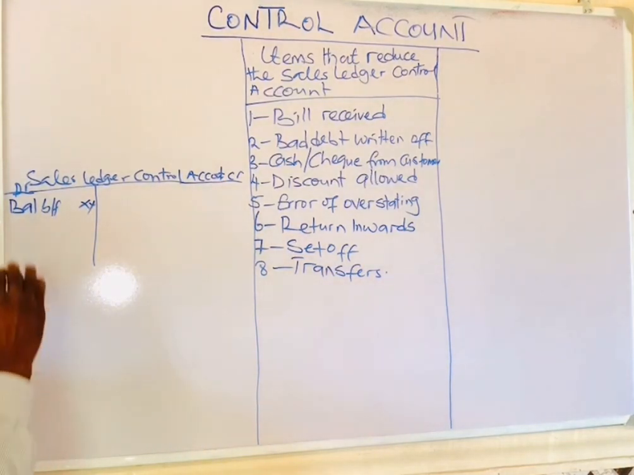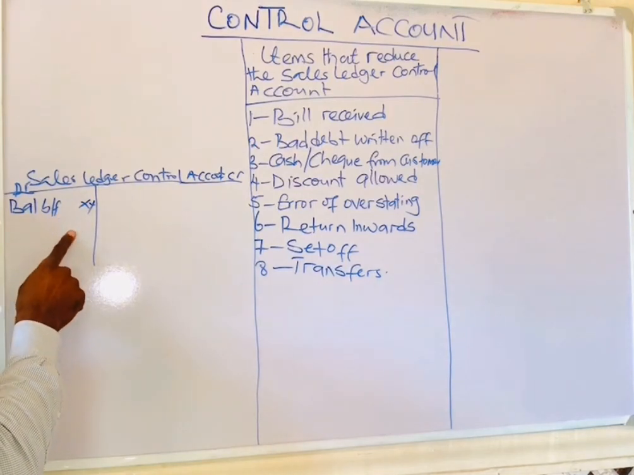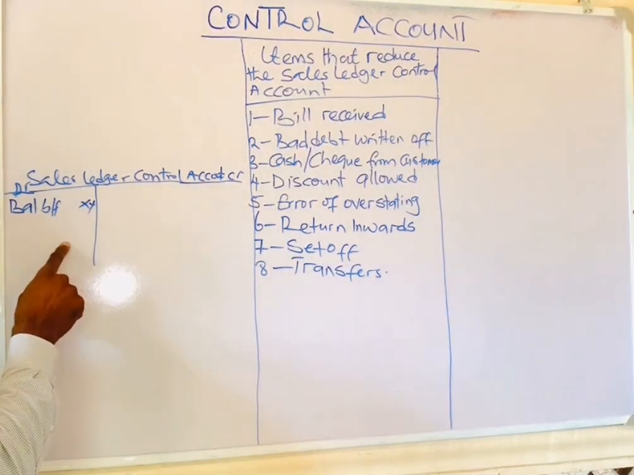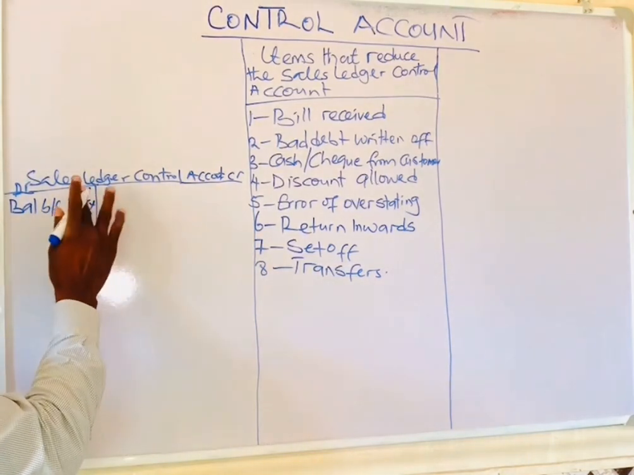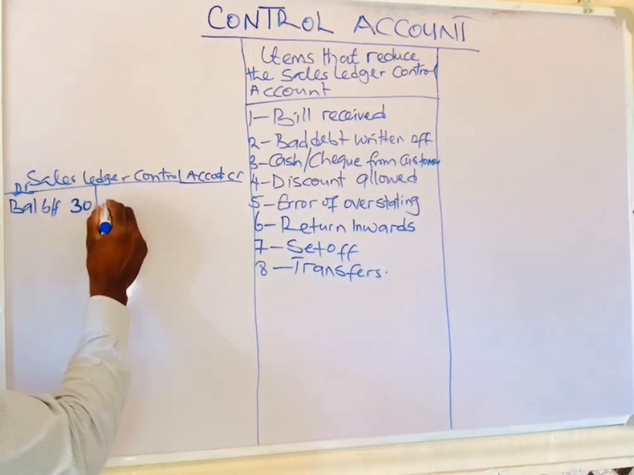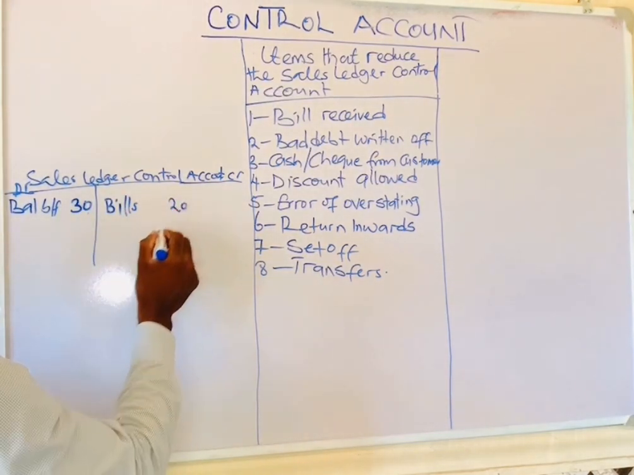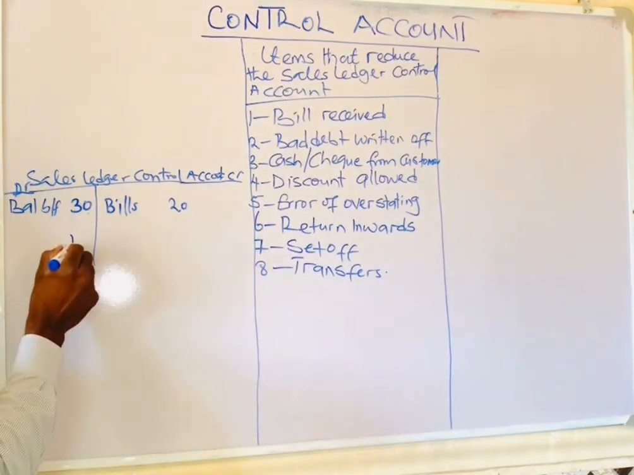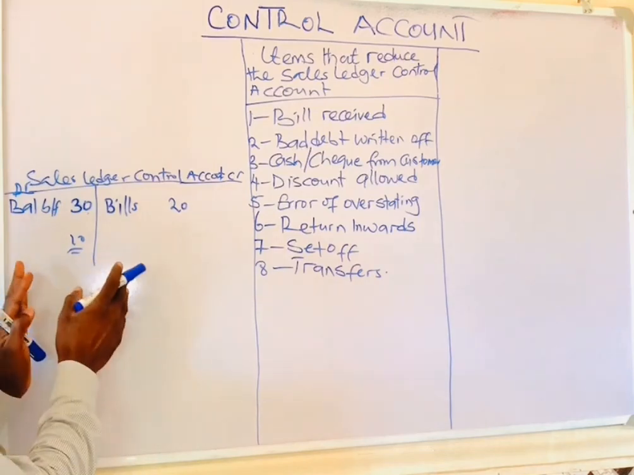No, they are not going to the debit side. Why? Because just as I have explained, they are going to be minusing what they're supposed to pay us since they are paying, and it will be affecting this balance negatively. Say this is 30,000, and we receive bills of 20,000. I hope you're getting it. So we'll be left with 10,000 here for our customer to settle us. That is all about these items.